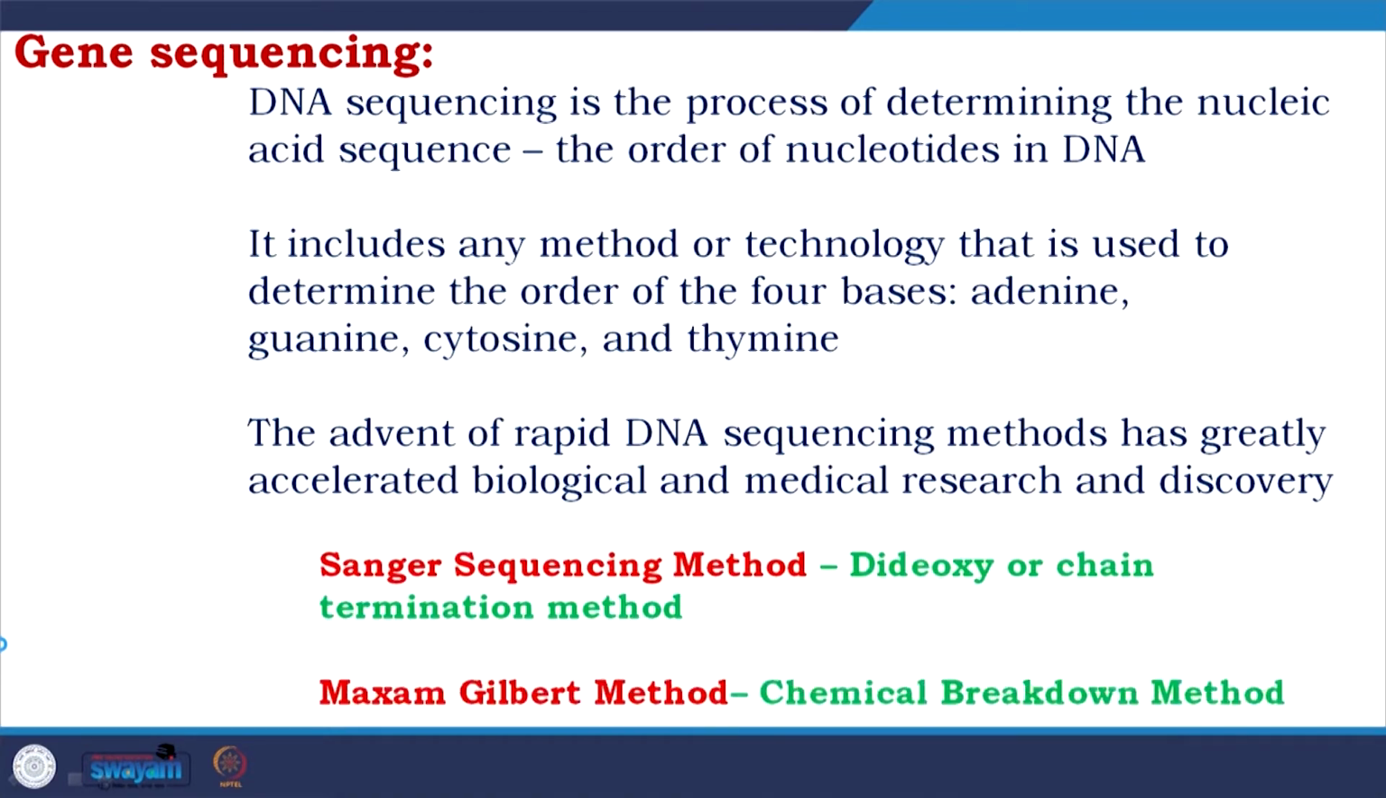There are 2 methods to talk about. One is the Sanger sequencing method, which we talked about. Another is the Maxam-Gilbert method, which is a chemical breakdown method, but I don't want to talk about that because I just want to give you a sense of how to do DNA sequencing. And even today, Sanger sequencing is still relevant, so I talk about Sanger sequencing.